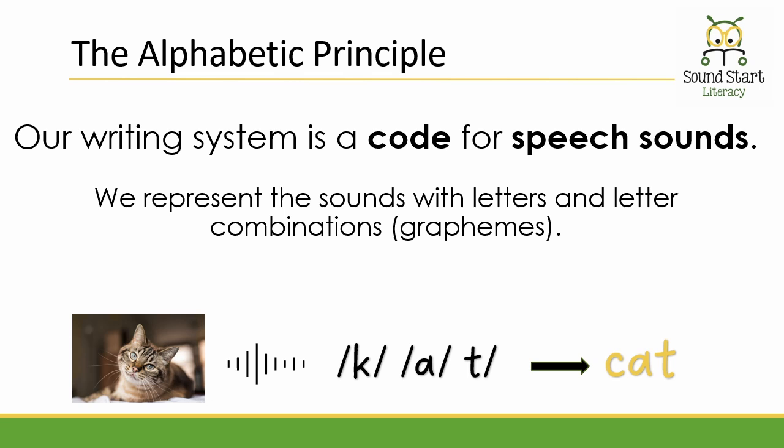To read and spell, a child must be able to segment cat into the sounds k, a, t, and then represent those sounds with the letters C-A-T. A speech-to-print approach helps us reveal the alphabetic principle to students in a very natural way that makes a lot of sense to them.